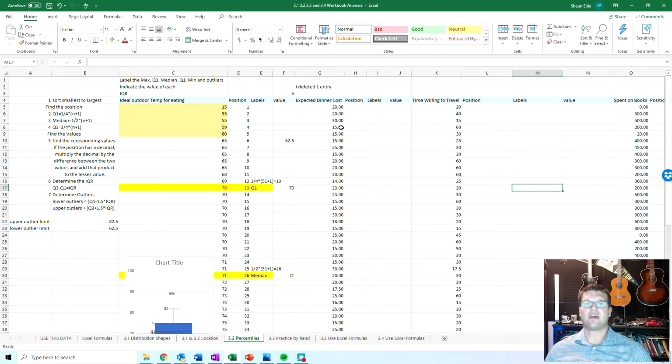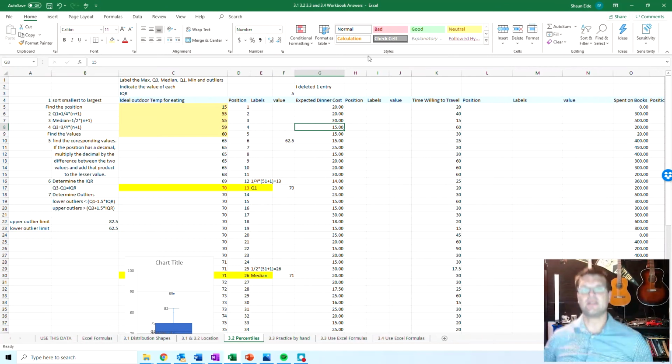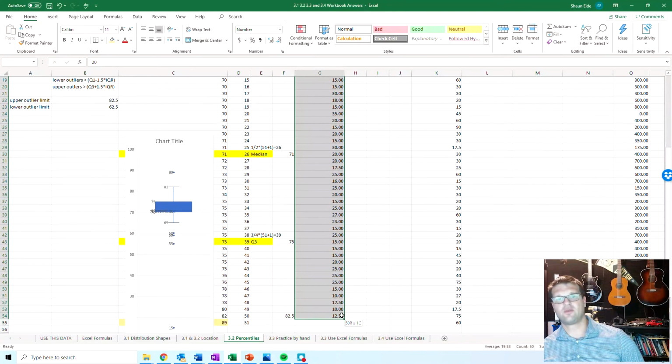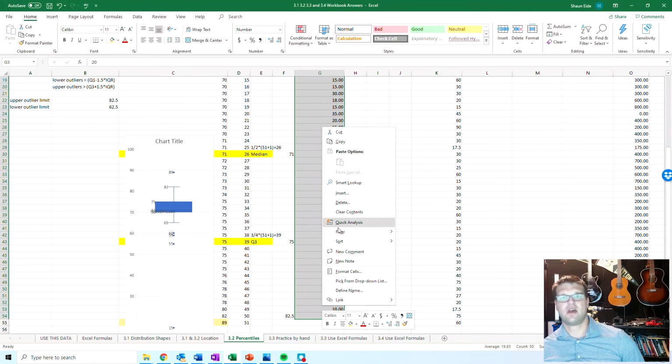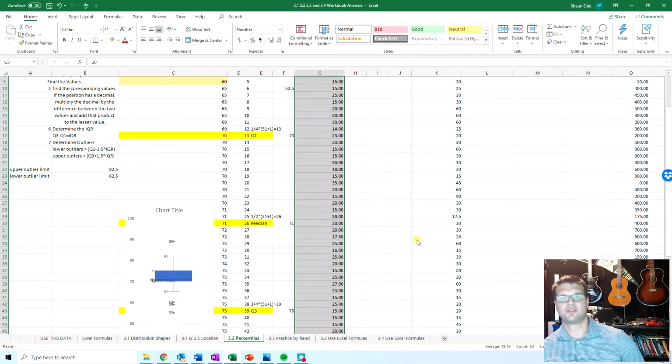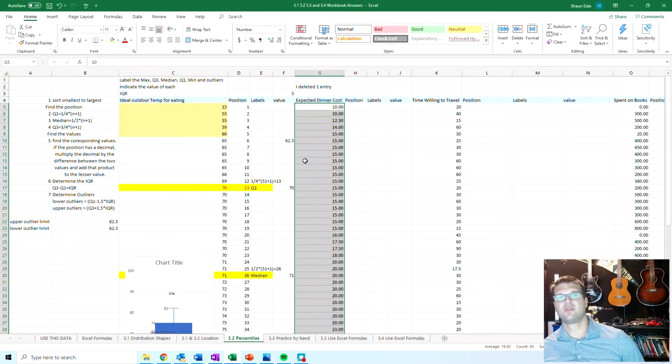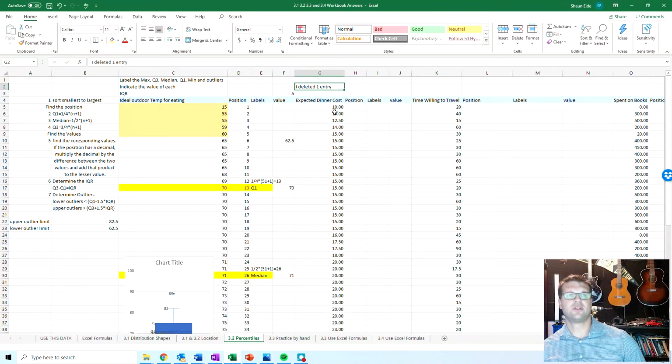We've got this data right here, which is expected dinner cost, and I'm going to sort it. Remember, very first thing, we sort it from smallest to largest. Sort smallest to largest, and continue with current selection. Press OK. And I deleted one entry just because, and you'll see why in just a minute. And I want to do things a little bit differently too. Instead of Q1 being 1 over 4, I'm going to do 25 over 100.